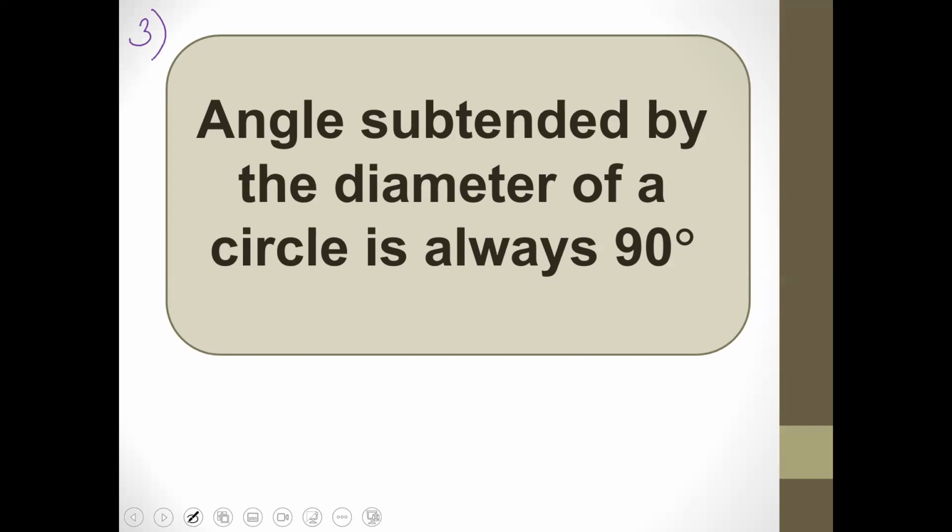The angle subtended by the diameter of a circle is always 90 degrees. You have to copy this property now.